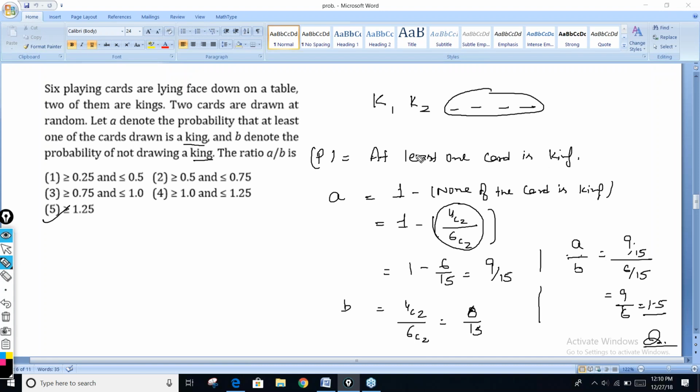At least one card is king. Rather than doing it like this, we can directly say that 1 minus none of the card is king gives the probability that at least one of the card is king. Otherwise, we have to make two cases: one of the card is king and two of the card is king. That is also correct. But here we just have to subtract one case to get the answer.